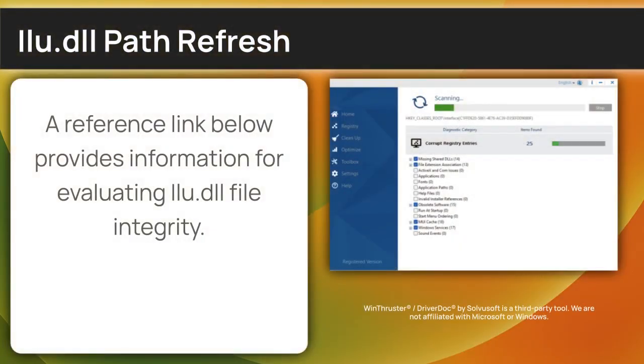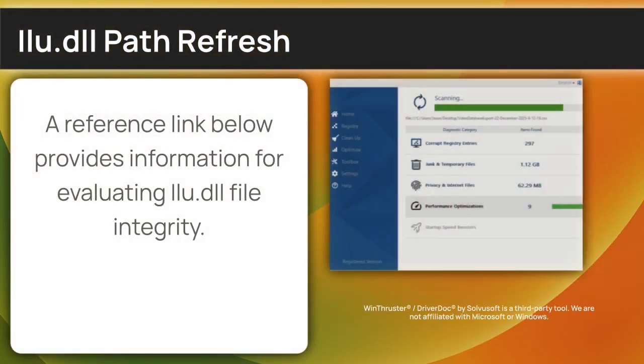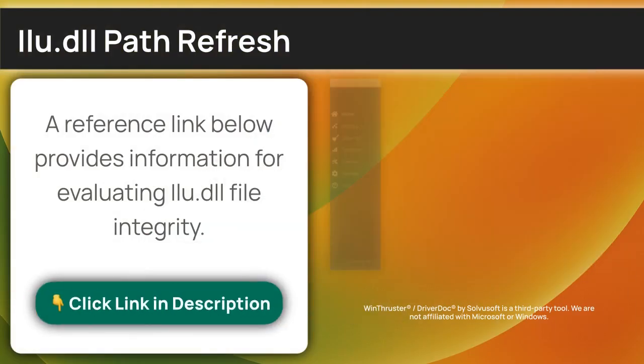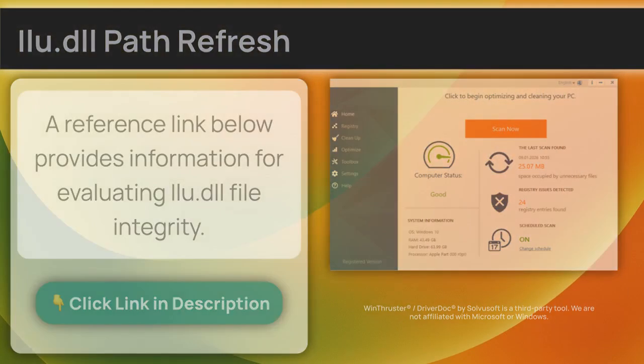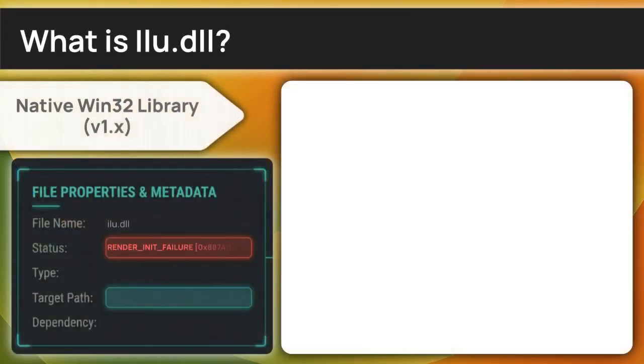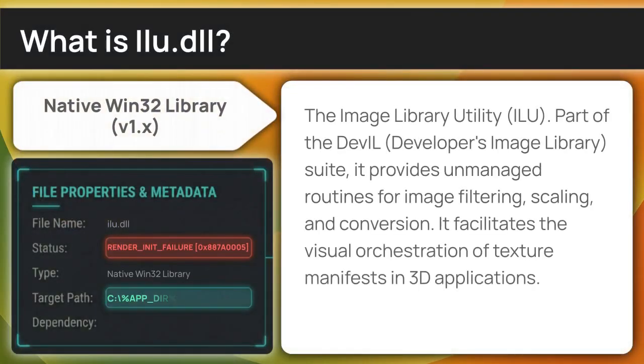Before we get started with Ilu Library, you may want to try the diagnostic path below to ensure your system is properly synchronized. This is the Ilu Library, the Image Library Utility, ILU. Part of the DeVIL, Developer's Image Library Suite, it provides unmanaged routines for image filtering, scaling, and conversion. It facilitates the visual orchestration of texture manifests in 3D applications.